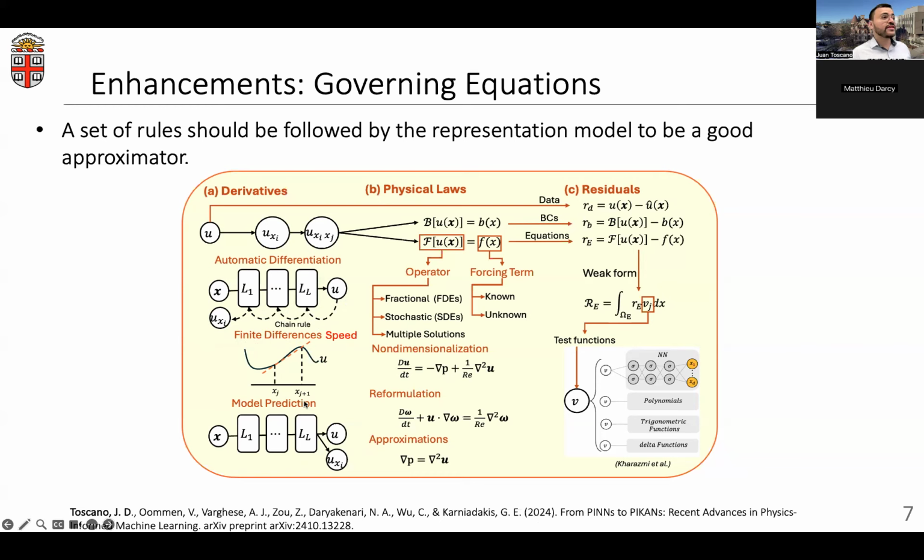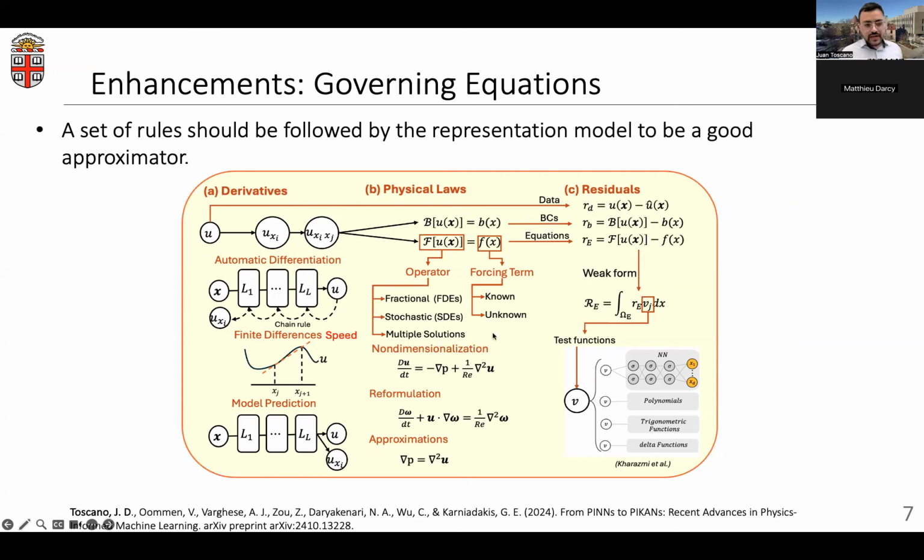You can use finite differences, which makes it a bit faster, but then again, you are constrained to the grid. You can also do some type of modal prediction, which brings some advantages, but also means that you will have another soft constraint, so it will not be exactly the true value. Now, regarding the physical laws, there are some things that you can do. Here you will get the solution of your model, and since this is differentiable by any of these methods, you will be able to construct your boundary operator or your PDE operator, like your ODE operator, which can be fractional, stochastic, quite flexible. And then you will have some forcing term that can be known or unknown.